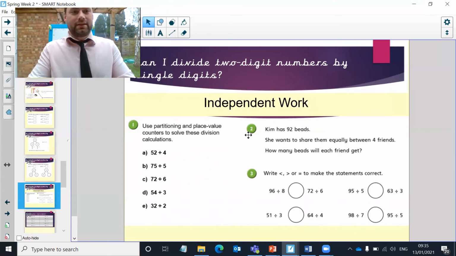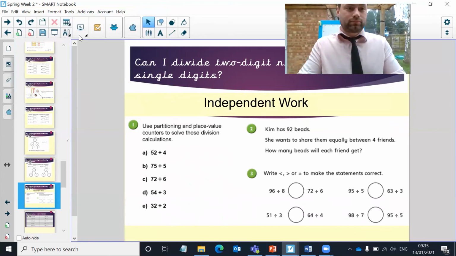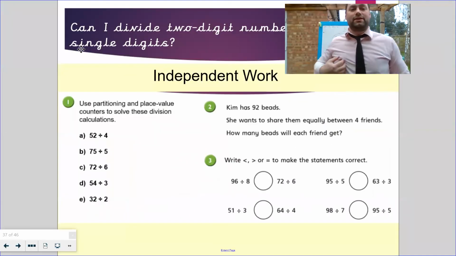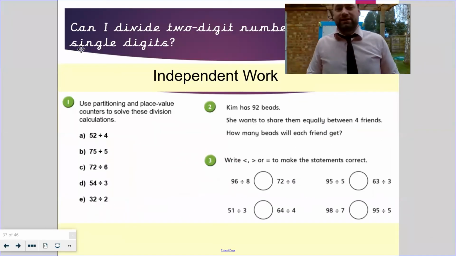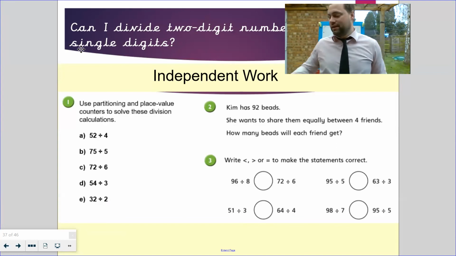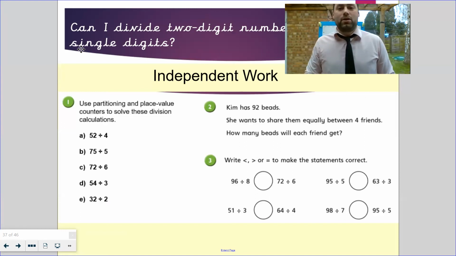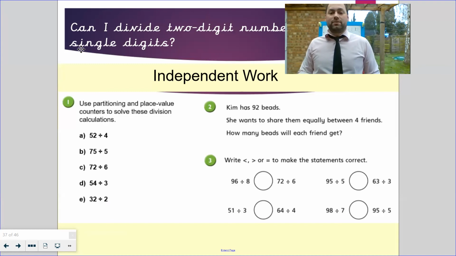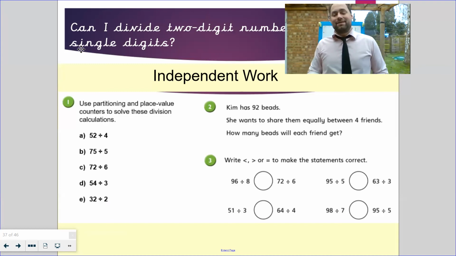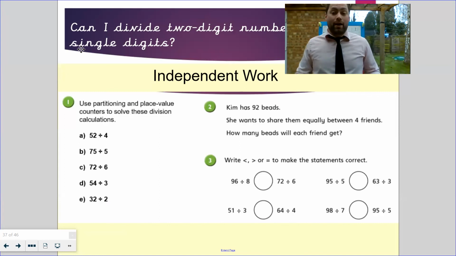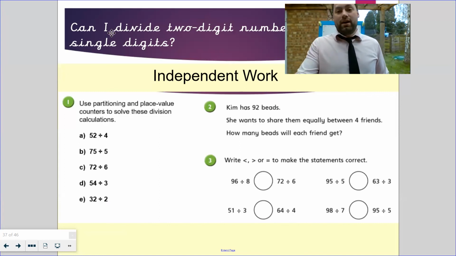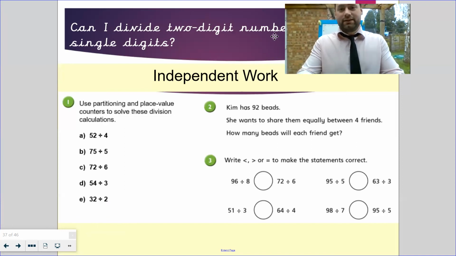We are looking at your independent work. For question 1, your first challenge is to use the partition and place value counters to solve these calculations. And if you've got manipulatives, use them to help you out with those questions. Question 2 is then a little worded problem, and question 3 is comparing statements where you will have to work out which division is right. So pause the video now and spend the rest of the lesson trying to get these questions done.